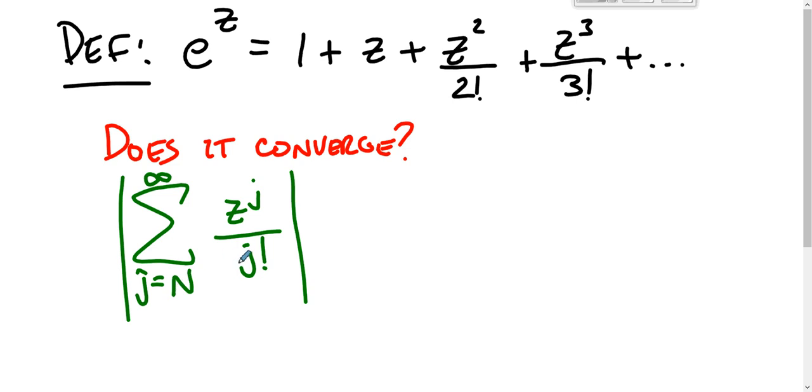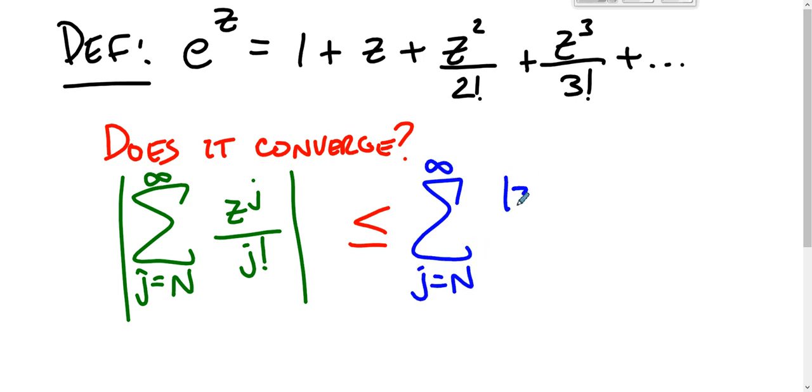So this is what happens when you cut off the series, when you truncate it after some number of terms, n is the number of terms. These are the terms that are left over. If the series converges, then the residues go to 0. If this has a limit of 0, then we're great. But we know that this sum is less than or equal to the corresponding sum of the magnitudes of z to the j over j factorial. And this is by triangle inequality.